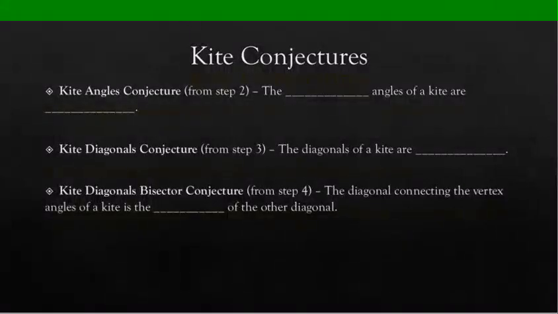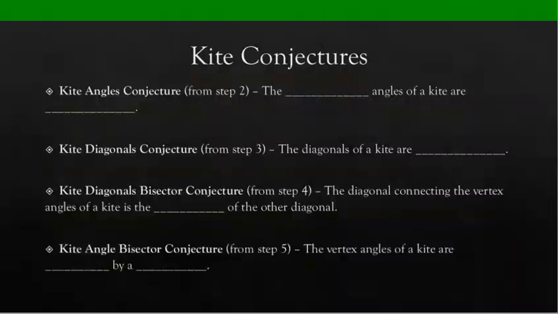In step 4, we saw the diagonal connecting the vertex angles is going to be the bisector of the other diagonal. Now both diagonals do not bisect each other. In our picture, that was the shorter diagonal that was bisected. It was bisected by the diagonal that connected the vertex angles.